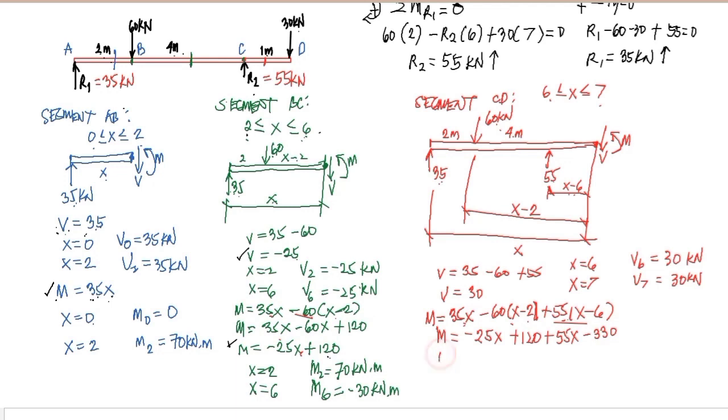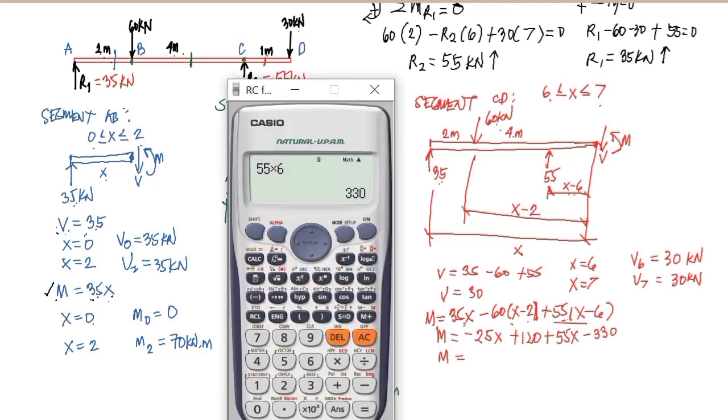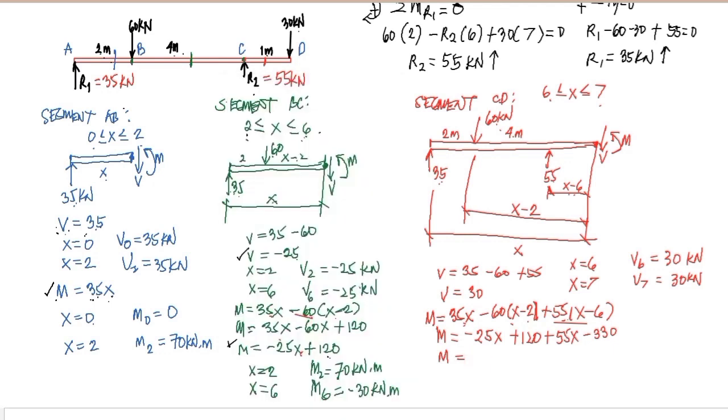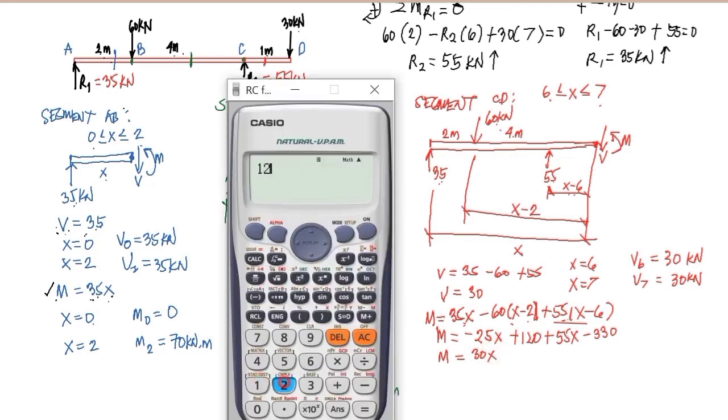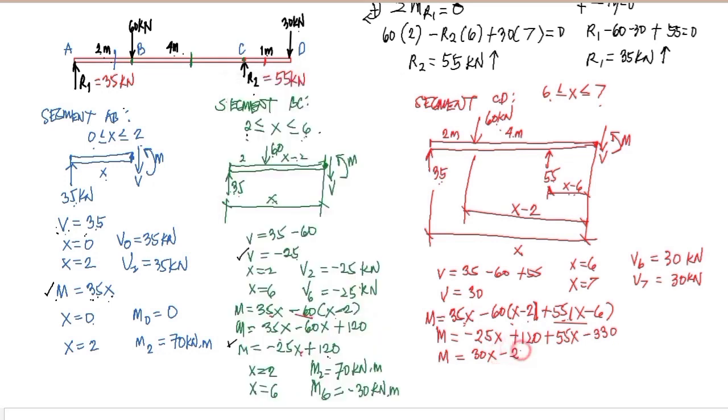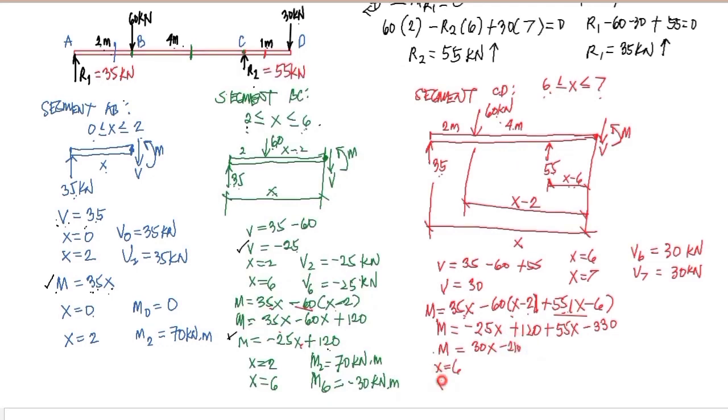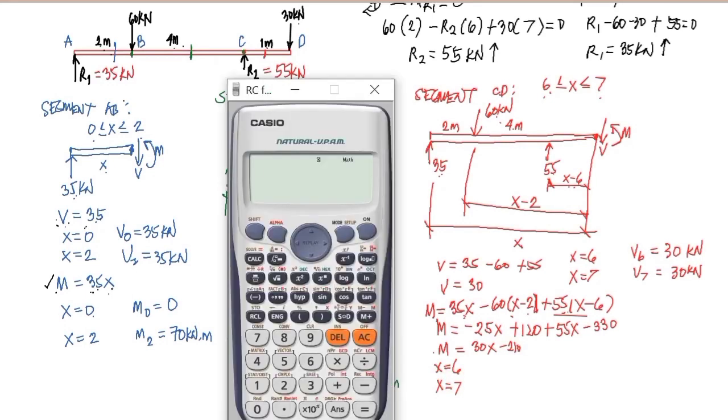So simplifying this, and we would have moment is equal to negative 25 plus 55, that will give us 30x, and 120 minus 330, that is equal to negative 210. So, minus 210. And titingnan natin kung what will be the value of the moment at x is equal to 7. So, what we're going to do is to input the equation.